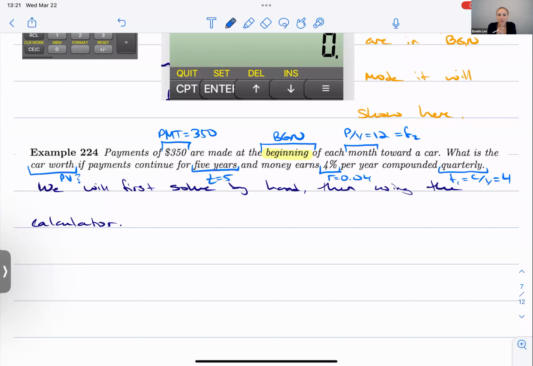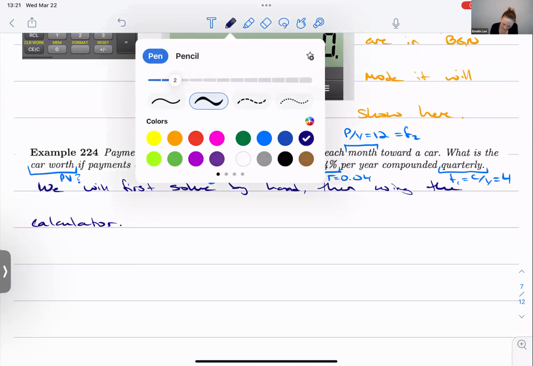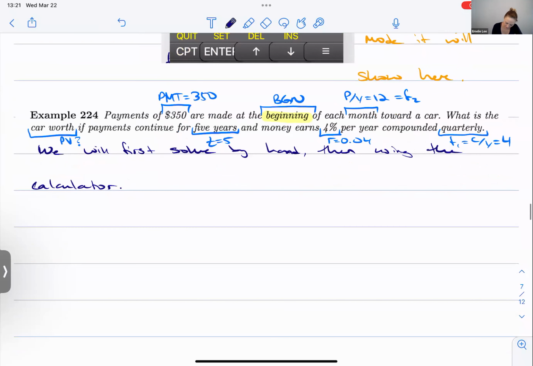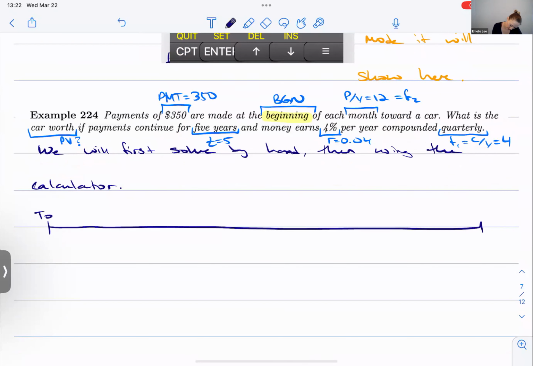First thing I'm going to do is make my timeline, very similar to before, except the last thing I do is shift all my payments to the beginning of the payment period. So here I am today, and I got a car.